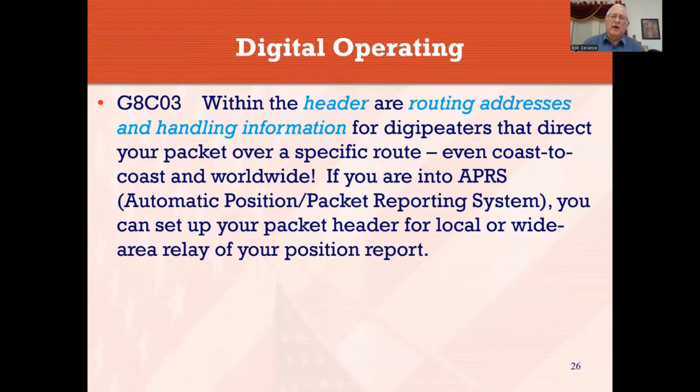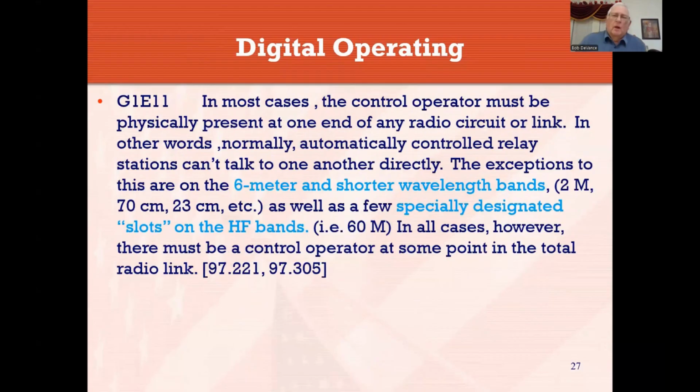So anyway, the header is the key to the question that's going to be asked. The header contains routing addresses and handling information to get the signal where it's supposed to go. The control operator must be physically present at one end of the radio circuit or link, and that's normally true. If two of us are sitting together by my radio, and I'm on the extra band, and you don't have an extra license, then I'm the control operator. You can talk on it, and if somebody challenges us, I say, "Hey, it's okay. I'm the control operator here."